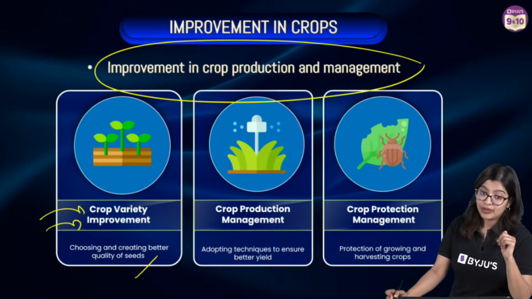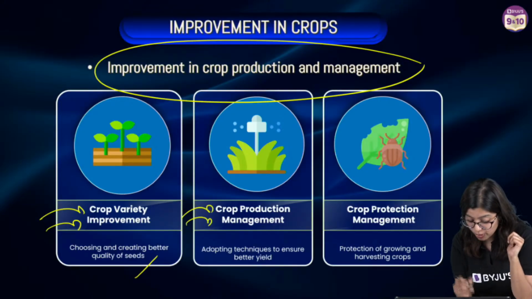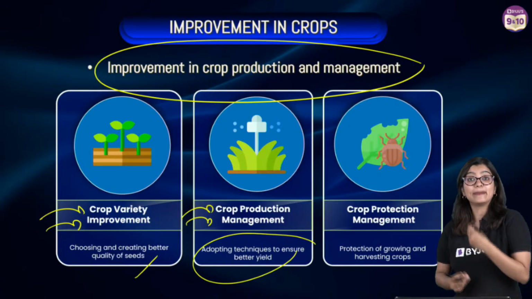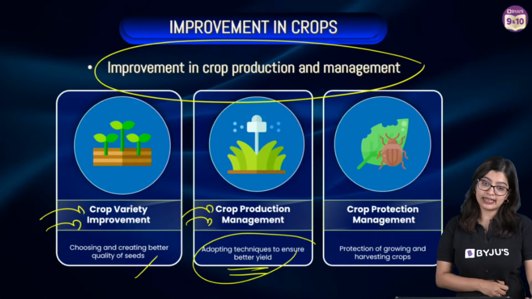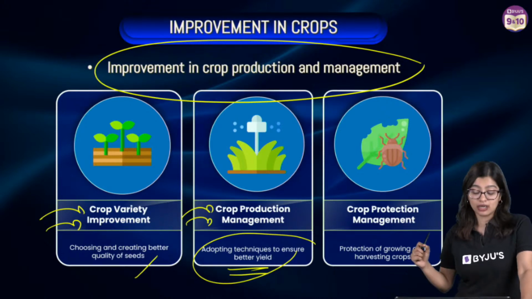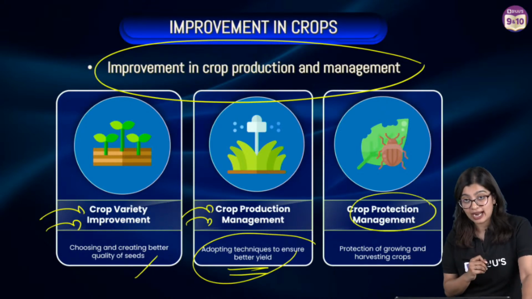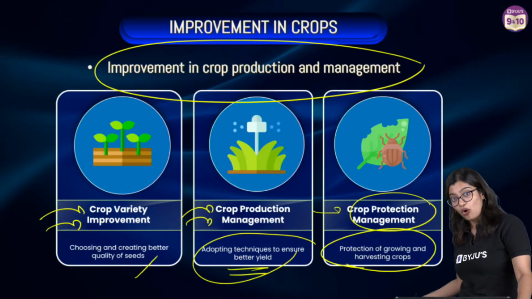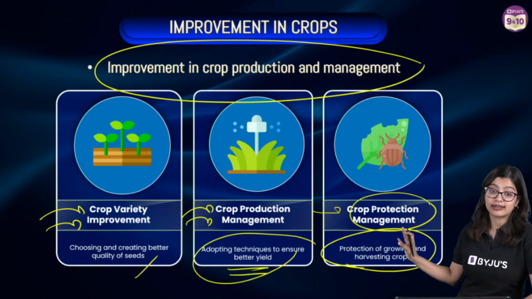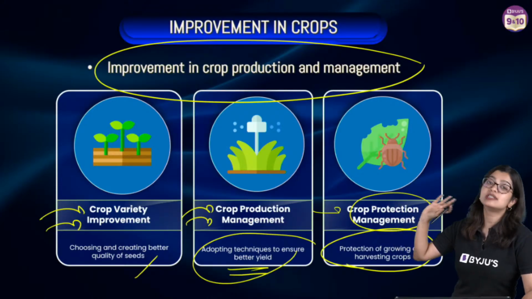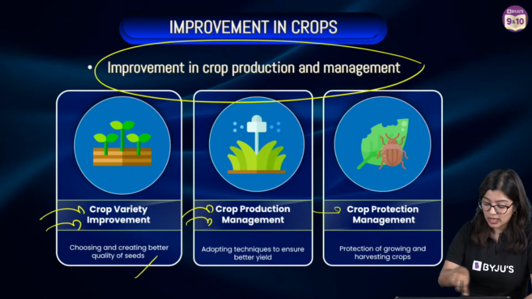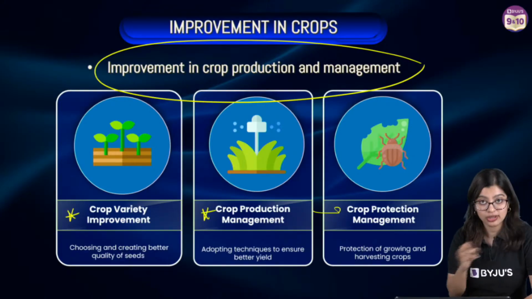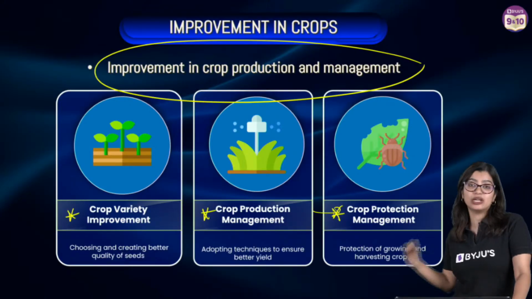Or else what can I do? Along with that, I can also produce my crops, right? There can be crop production management where I adopt farming techniques that will help me get better crops. Or along with that, I can also implement some protection techniques, so whatever crops I am growing are protected from unwanted harmful substances. So today we will understand what is crop variety improvement, crop production management, and crop protection management.